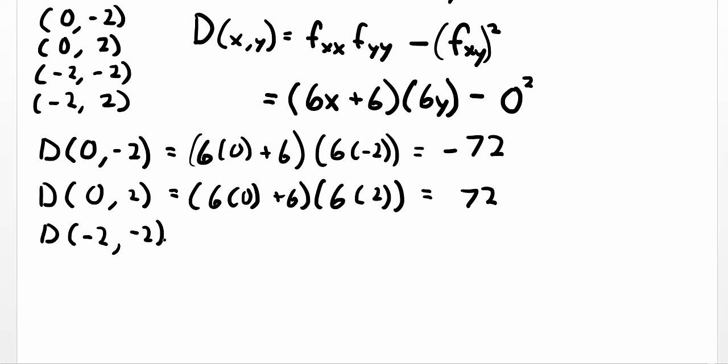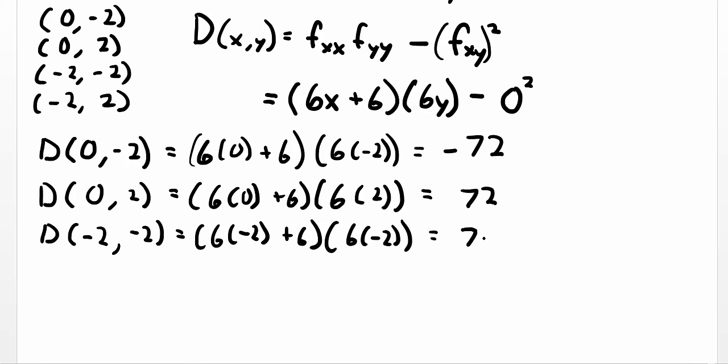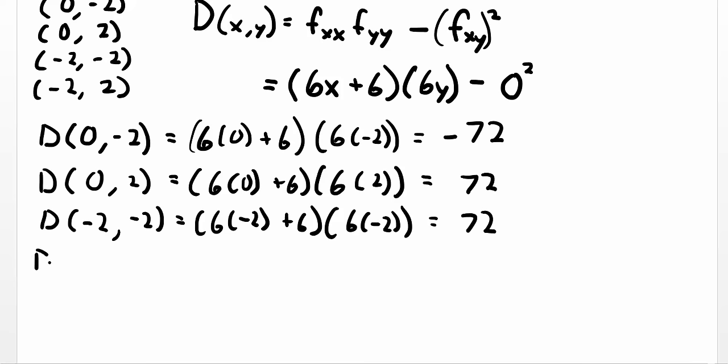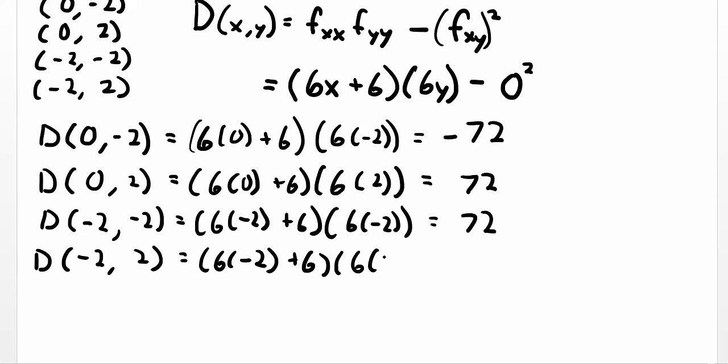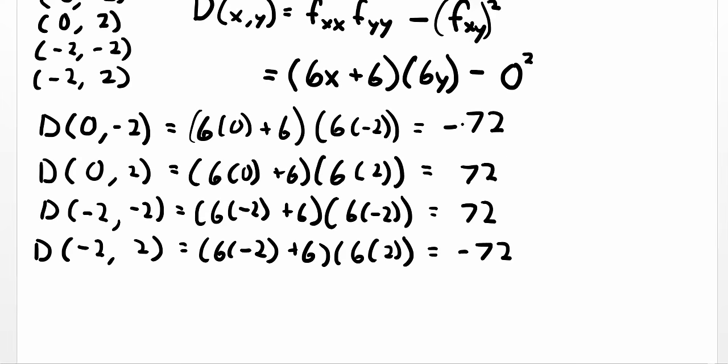Discriminant at negative 2, negative 2 is 6 times negative 2 plus 6, times 6 times negative 2, which gives us negative 12 plus 6 is negative 6, times negative 12, positive 72. Discriminant at negative 2, positive 2 is 6 times negative 2 plus 6, times 6 times positive 2, which gives us negative 72. It's a bit tedious, but you have to do that for every single one.